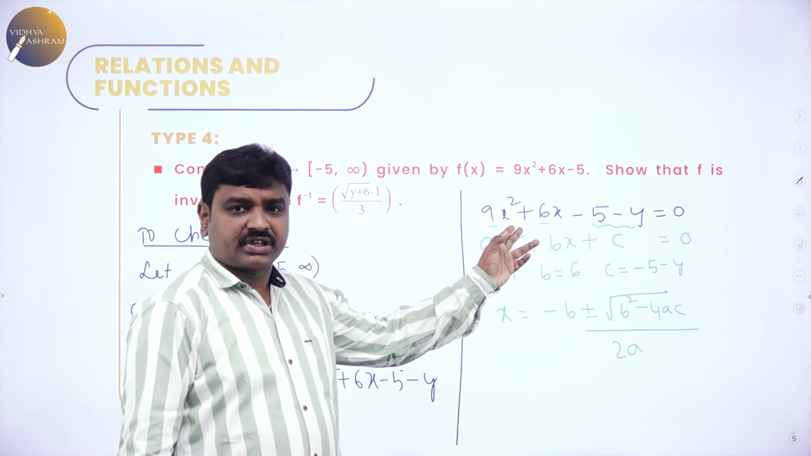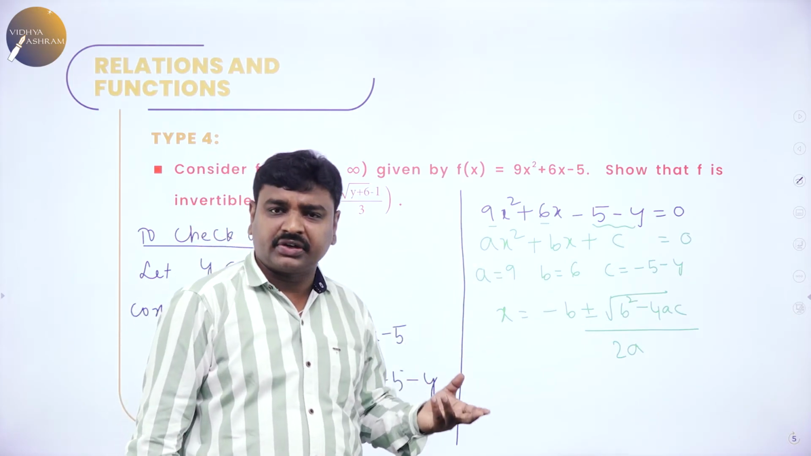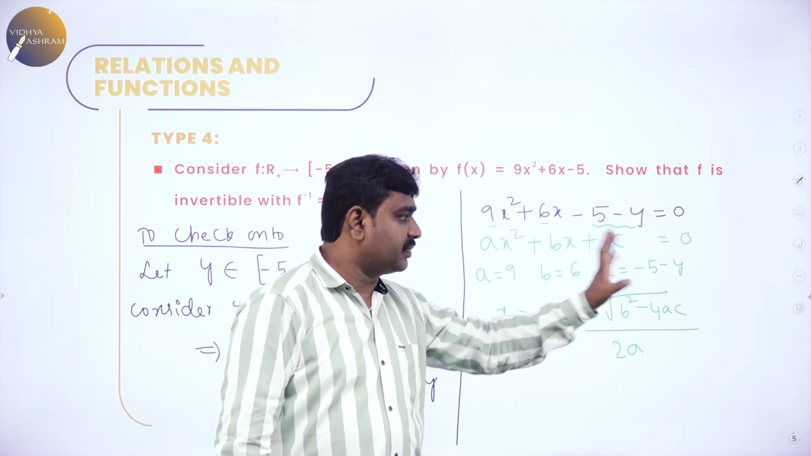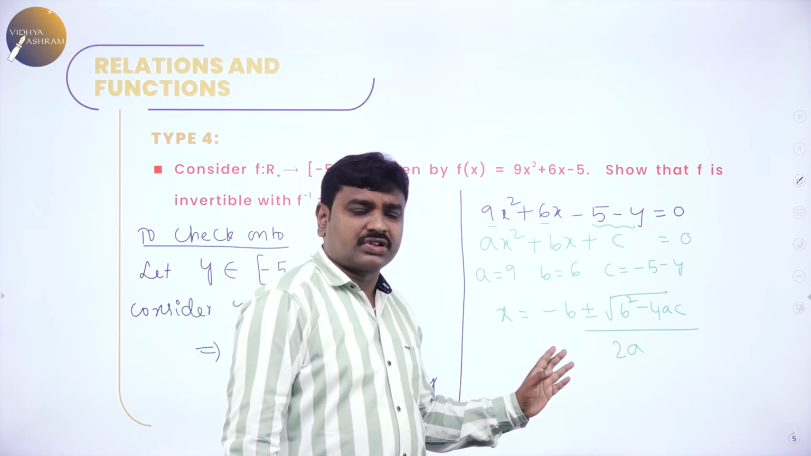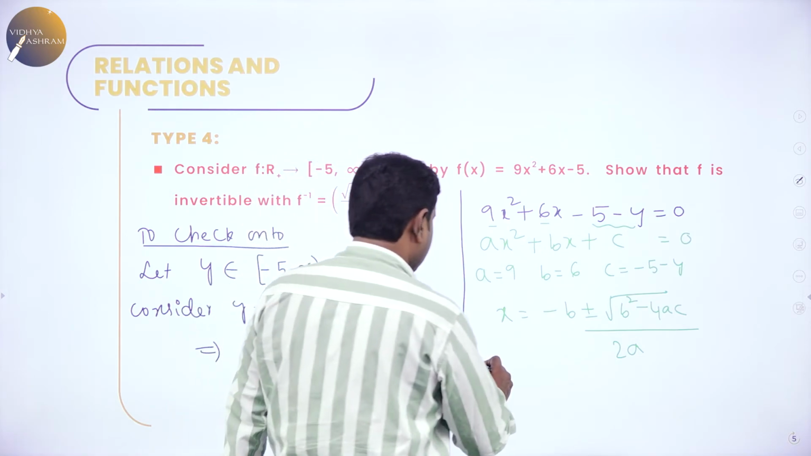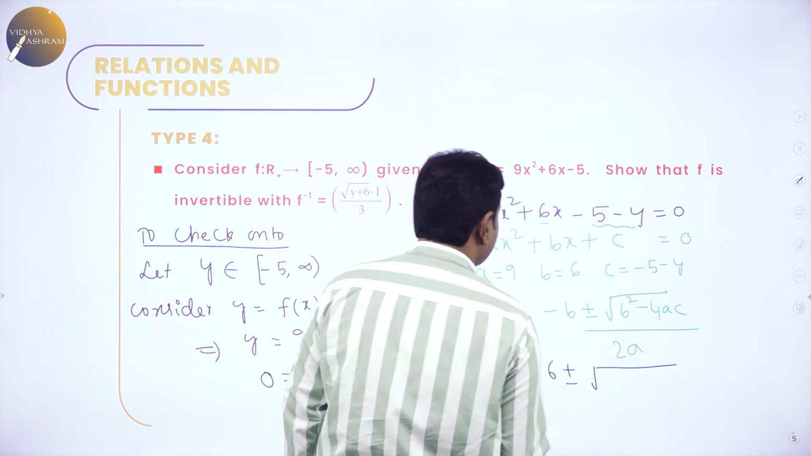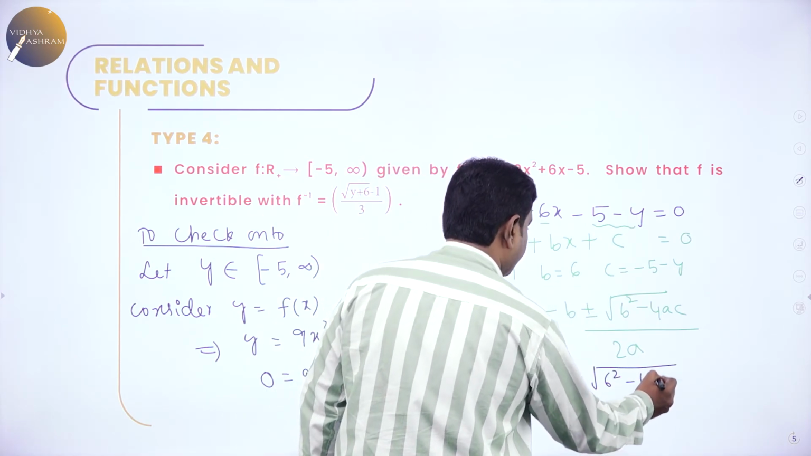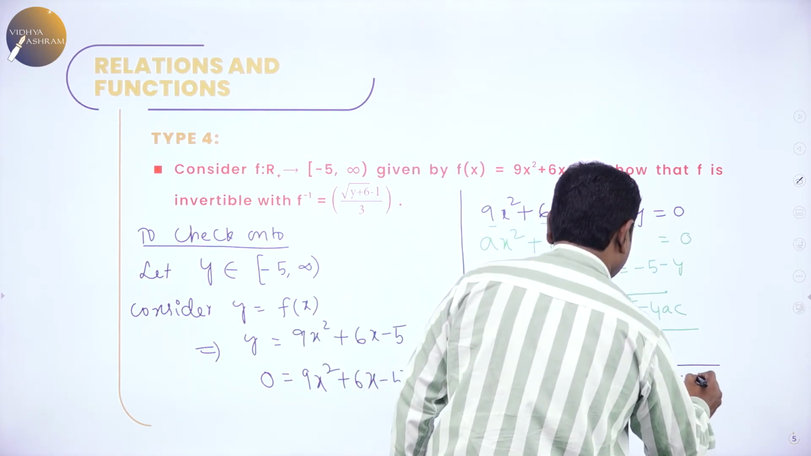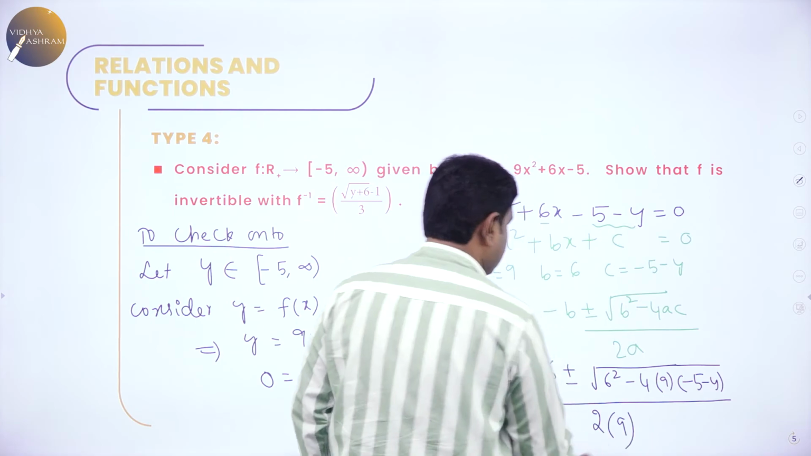So I wrote the equation 9x square plus 6x minus 5 minus y equal to 0. It resembles a quadratic equation. What is the standard form of a quadratic equation? Ax square plus bx plus c equal to 0. When you compare, a is 9, b is 6 and c is minus 5 minus y. Further, you know the root. What is the root? X is equal to minus b plus or minus root of b square minus 4ac by 2a. Now substitute it. So x is equal to minus b, what is minus b? Minus 6, plus or minus root of b square. What is b square? 6 square, minus 4ac. What is a? 9. What is c? Minus 5 minus y, divided by 2a. 2 times what is a? 9. So I substitute it.